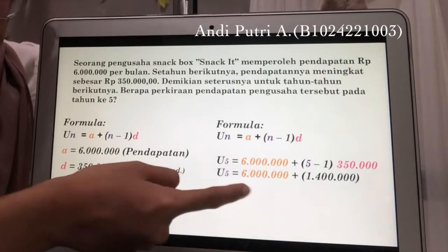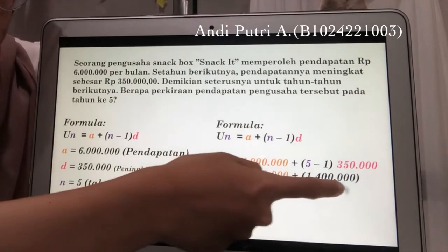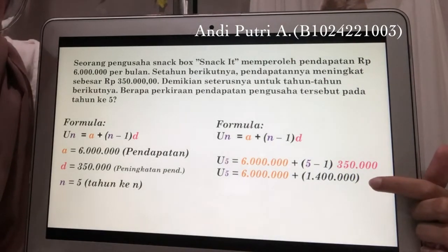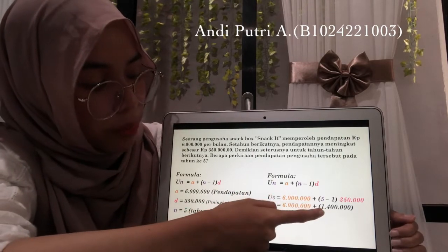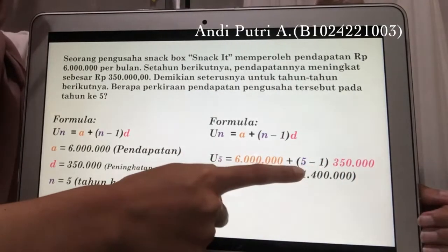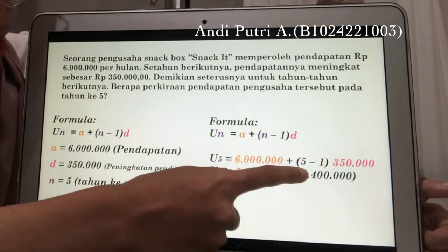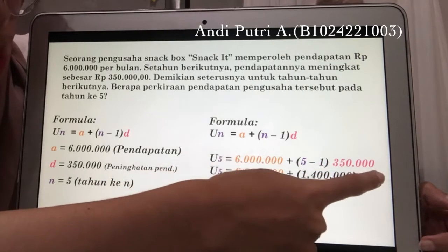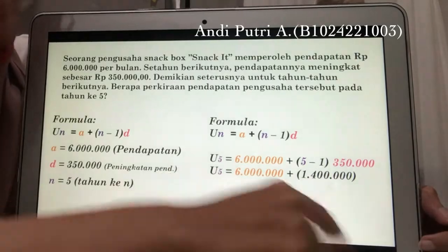U5 equals 6 million rupiah plus 1.4 million rupiah. Why is it 1.4 million? Because it's the calculation result of this one. So 5 minus 1 is 4. And 4 multiplied by 350,000 rupiah, the result is 1.4 million rupiah.